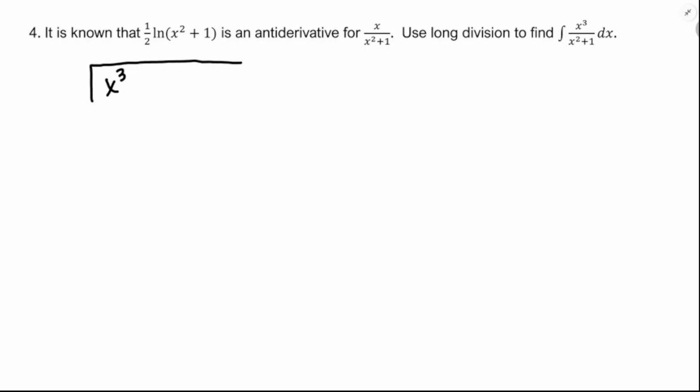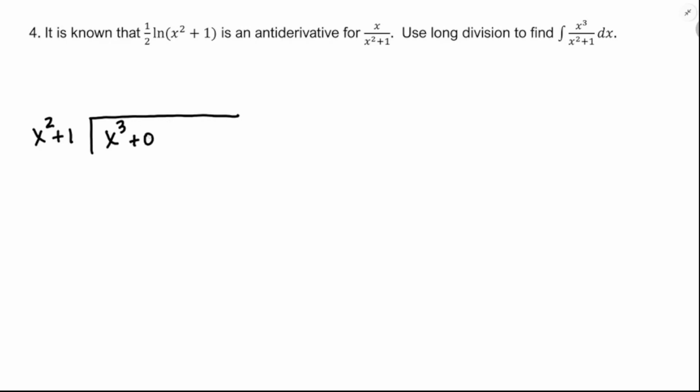All right, so I'm interested in taking x to the third and dividing by x squared plus 1. That's probably not going to work, I need to just move all of this down. Let's see, just move that there. What we're going to need to do is put in placeholders for all these things that we're missing.